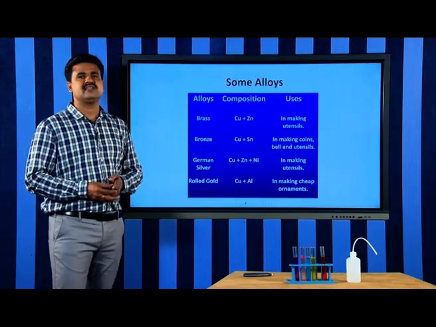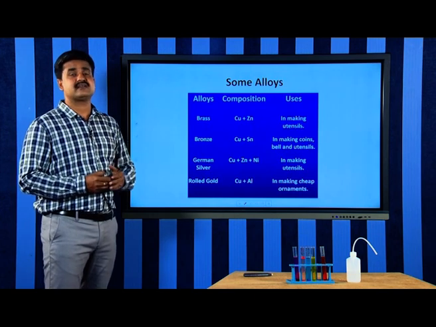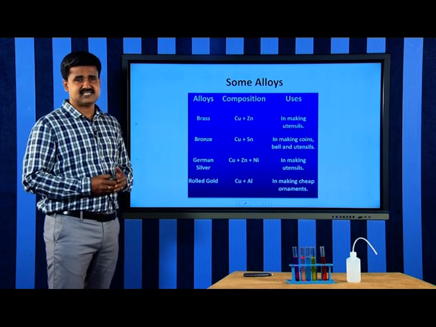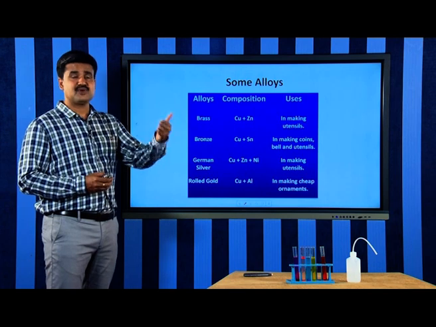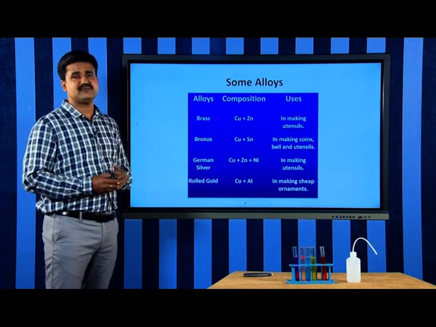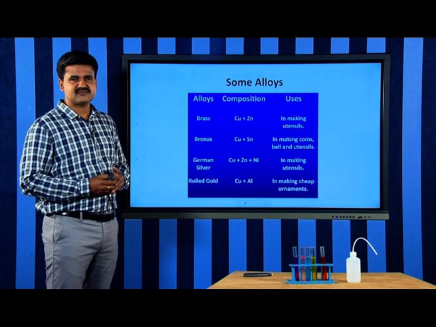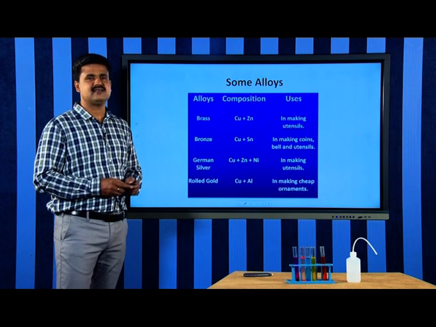So, in the present discussion, we considered several characteristic features such as variable oxidation state, magnetic properties, colored compound formation, alloy formation, etc. as the characteristic features of the transition metals. That's all about this presentation.